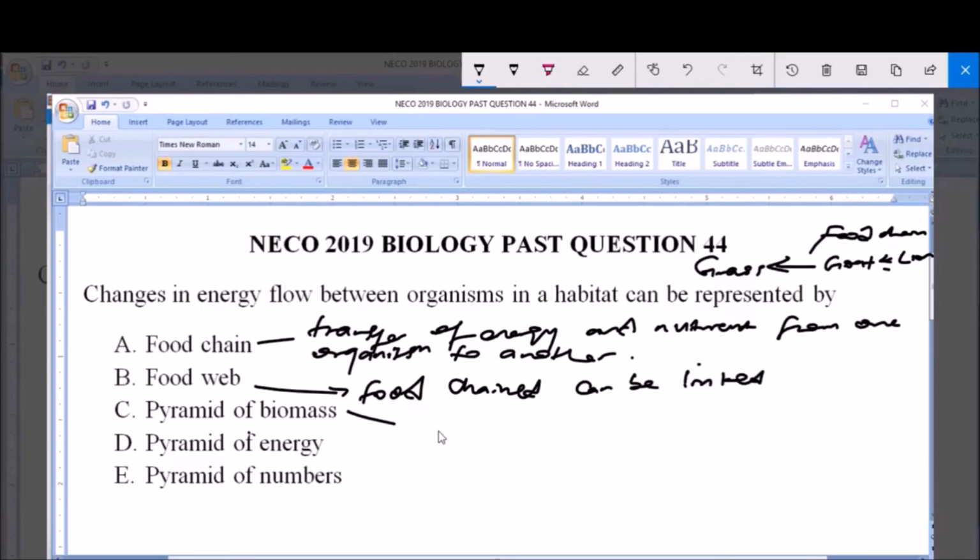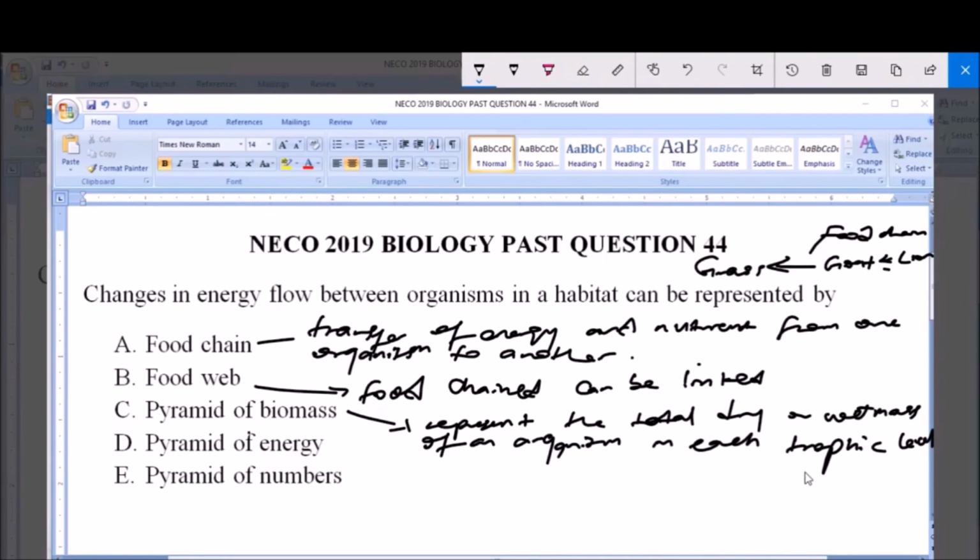Now C says pyramid of biomass. Pyramid of biomass represents the total wet or dry mass of the organisms in each trophic level. Now, trophic level simply represents what? That is each level of these organisms in the food chain.